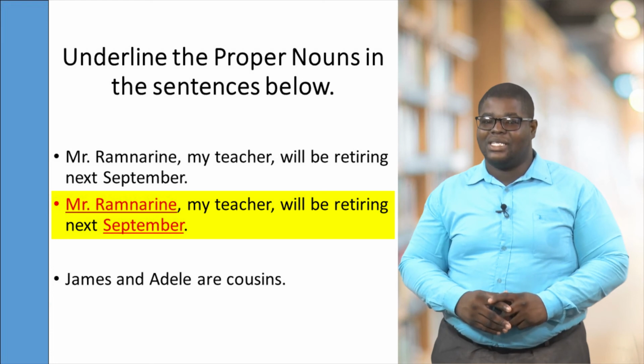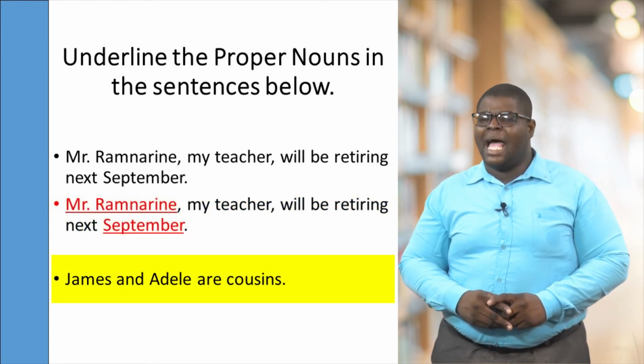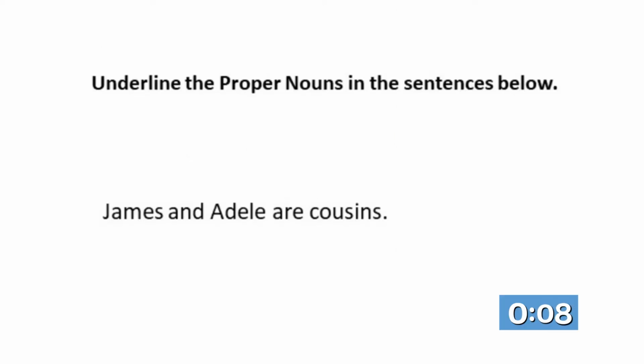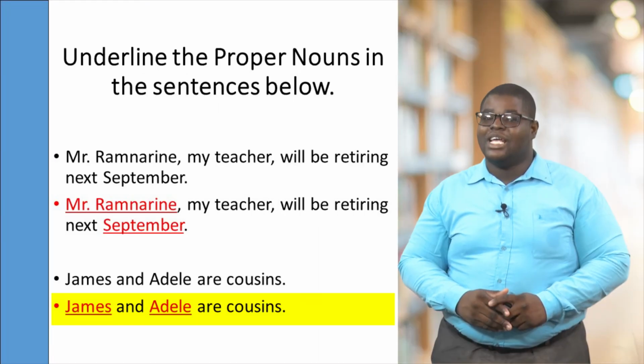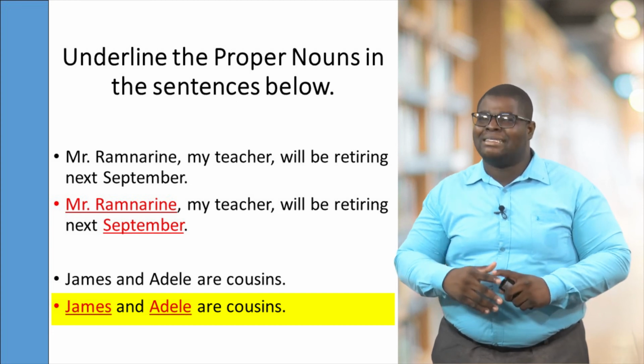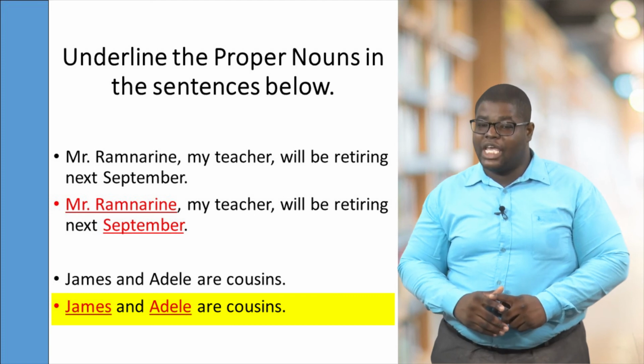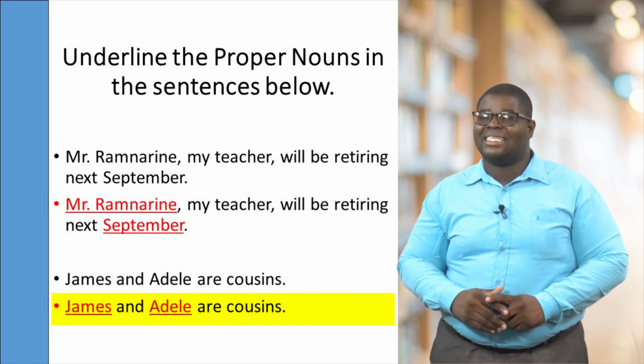Very good. Let's continue. James and Adele are cousins. What is your answer? James and Adele. Very good, boys and girls. We have capital J for James, capital A for Adele.